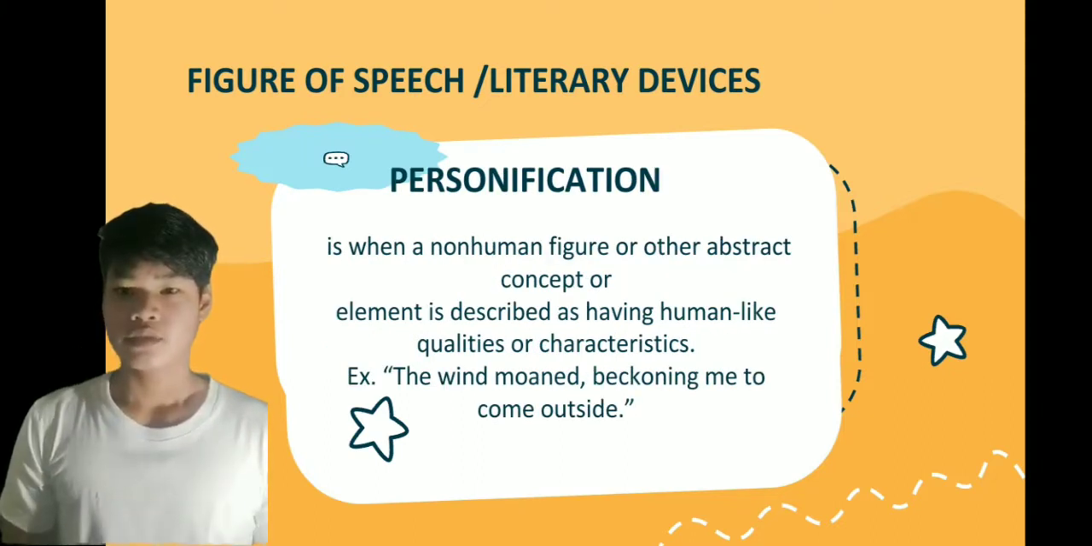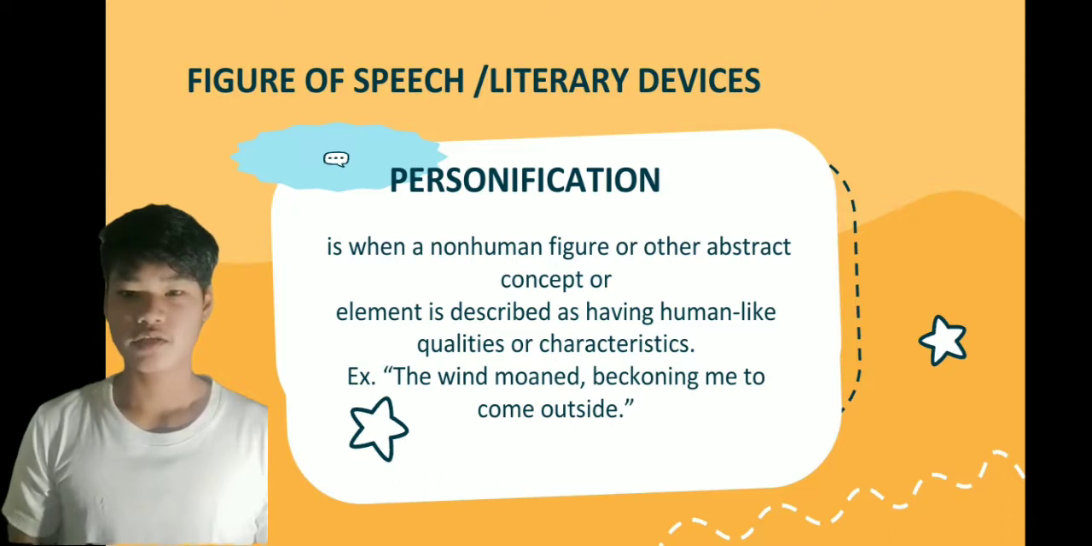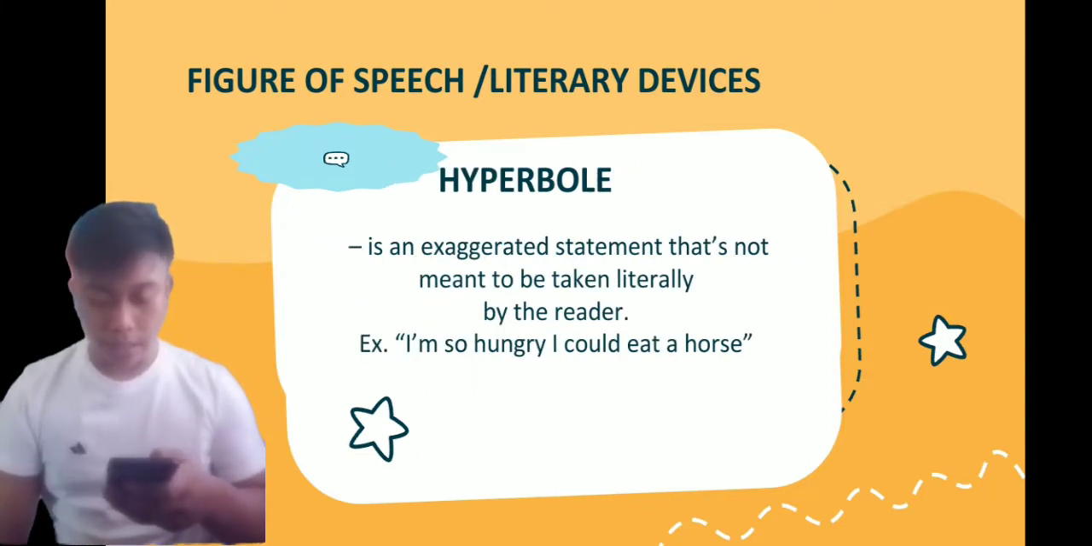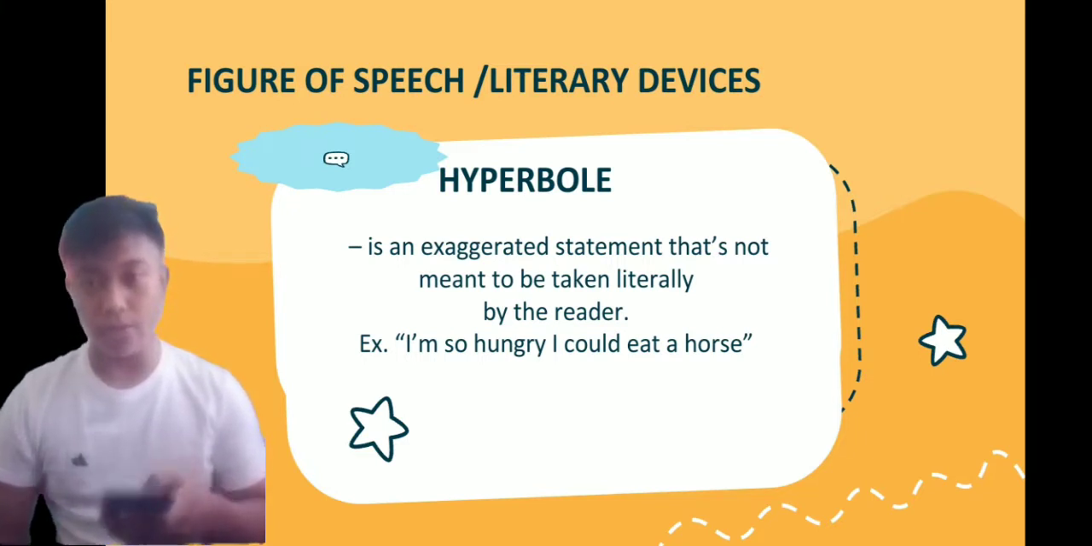Personification is when a non-human figure or other abstract concept or element is described as having human-like qualities or characteristics. Example, the wind moaned, beckoning me to come outside. Hyperbole is an exaggerated statement that is not meant to be taken literally by the reader. Example, I'm so hungry, I could eat a horse.